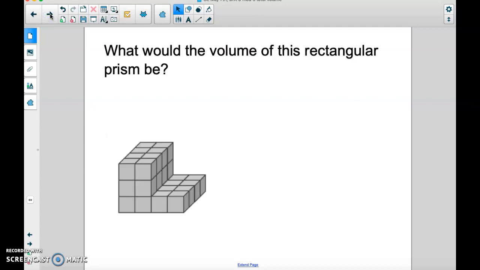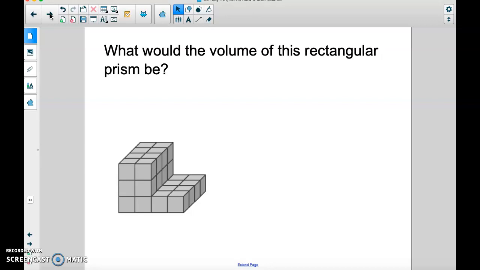So we're not going to talk about how to solve it yet, but I just want you to pause and do your best. What do you think the volume of this rectangular prism would be? So go ahead and pause it, solve it the best way you can. Remember, it's okay to struggle. And then when you're done, once you've tried it, unpause it and we'll go through it.